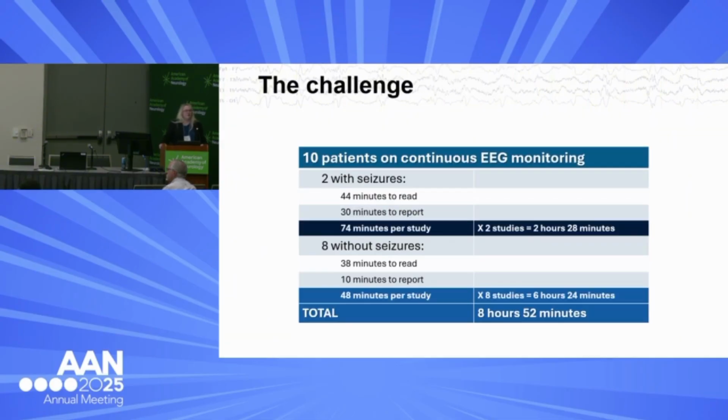So let's make some predictions based on that. If you have 10 patients who are on continuous EEG monitoring, statistically speaking, 2 will have seizures. So you can calculate 44 minutes to read, 30 minutes to report. That means you're going to spend 2.5 hours on those 2 patients. And then the 8 without seizures are going to add another 6 hours and 24 minutes, which means that you can estimate that the amount of time that it will take you to read if you work at current baseline operations will be 8 hours and 52 minutes. I don't know about you, but I am never given 8 hours and 52 minutes to read 10 studies.